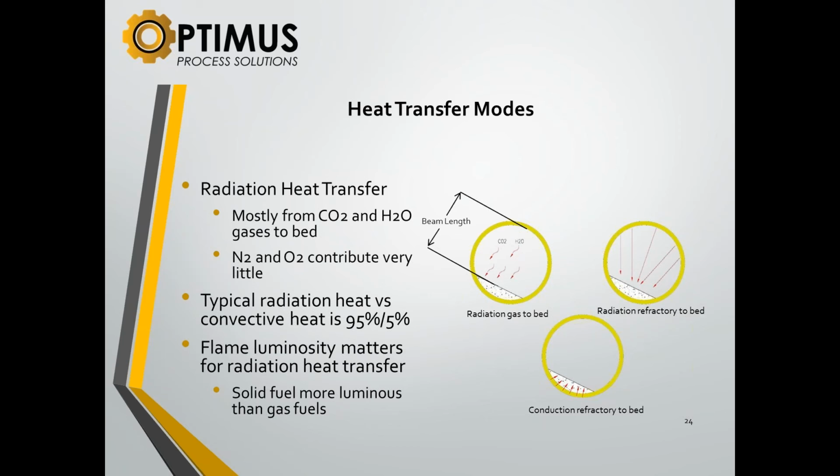From the gases to the bed is one mechanism of heat transfer. The other one is the refractory gets heated up, and the refractory also radiates back. It radiates from the gases to the refractory, and then from the refractory back to the bed. So there's two mechanisms going on in there as far as radiant heat transfer goes.